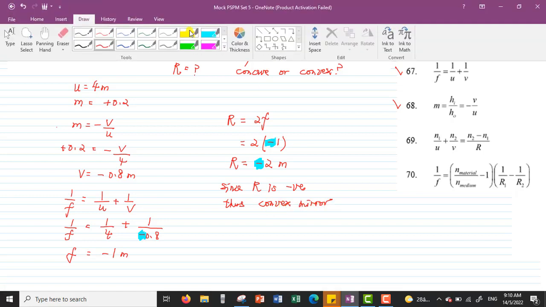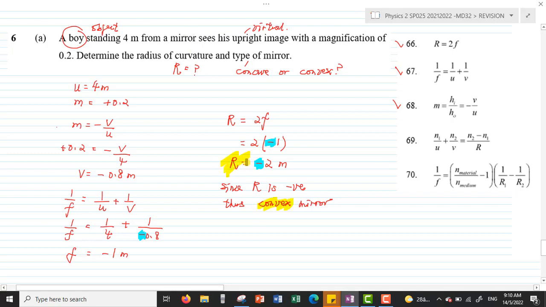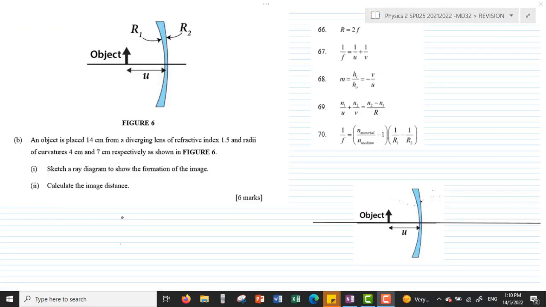So it's a convex mirror. So this one will be our answer for the radius of curvature and also the type of the mirror. Now we move on to question B.